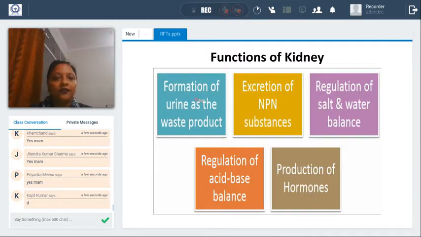Likewise, we can say these are the functions of kidney: formation of urine, the most important, formation of urine as the waste product, excretion of NPN. What is NPN? Please write in the box. What is NPN?